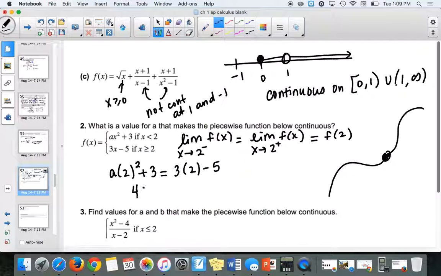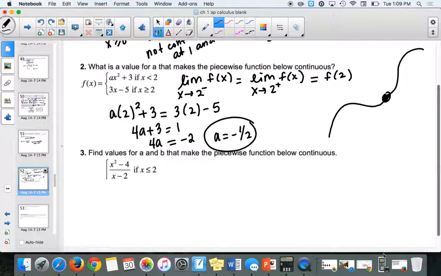So I have 4a plus 3 equals 6 minus 5, so I get 1. I subtract the 3 over, so I get 4a equals negative 2. So a is equal to negative 1/2. That's the value that will make those two sides match up. Do you guys understand what I'm saying? You want the right side and the left side, both curves go to the same value, and then it's going to be a filled in circle because of the greater than or equal to.